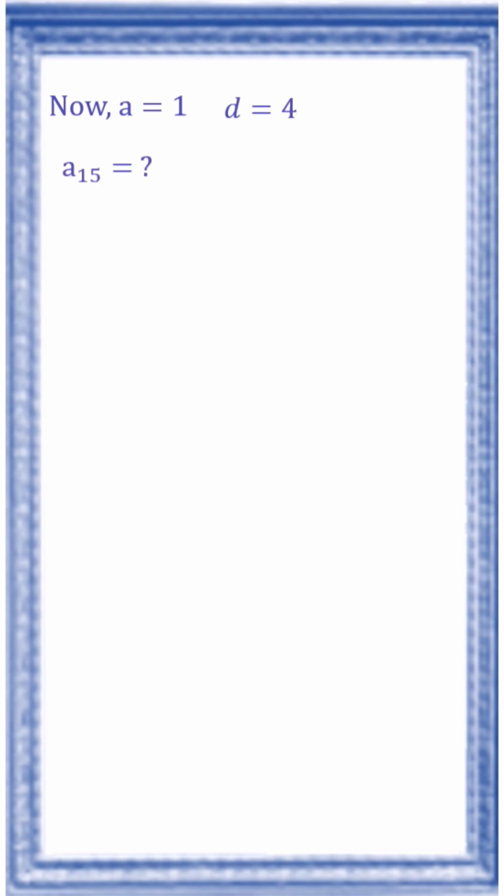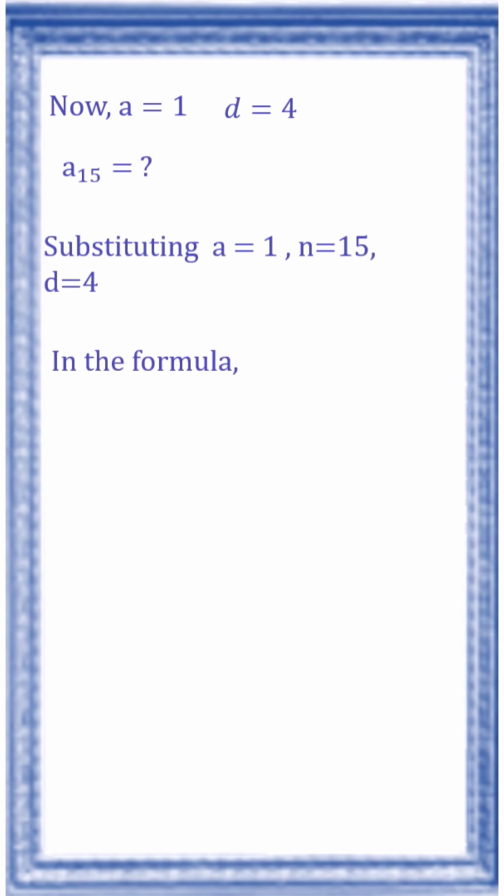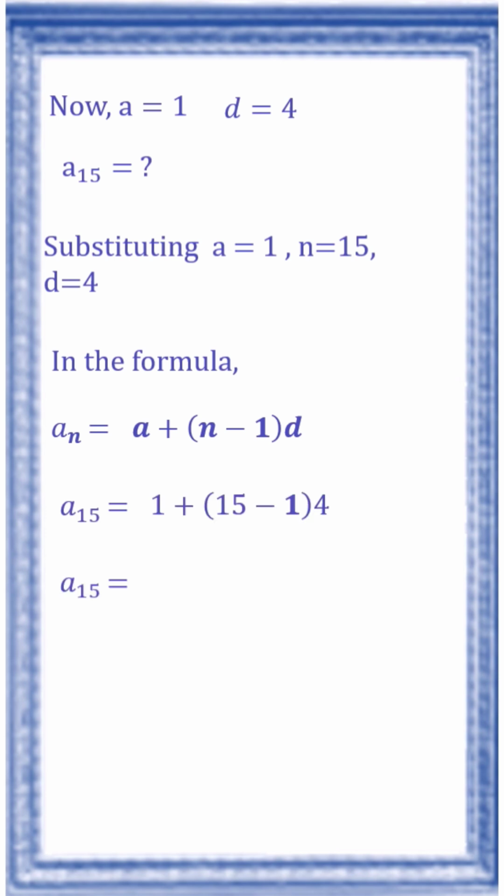We have to find out the 15th term. Now let us substitute the values: a is equal to 1, n is equal to 15, d is equal to 4 in the formula a_n is equal to a plus n minus 1 into d. Go on, substitute. You will get what? a15 is equal to 57.